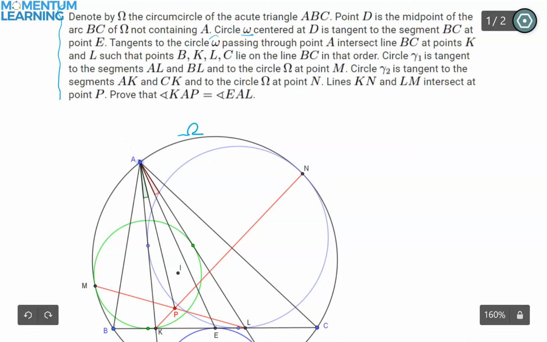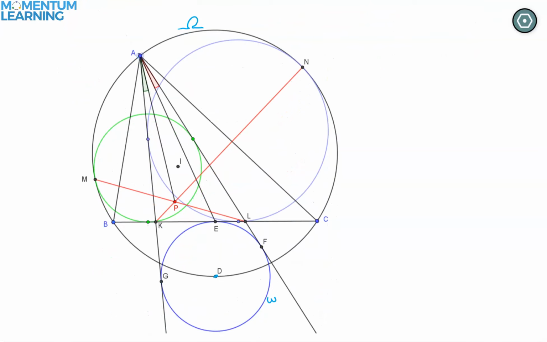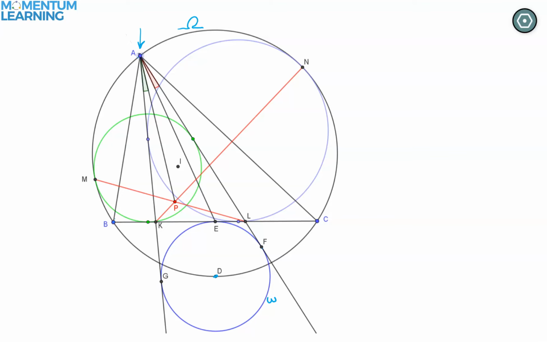All right. What else do we have? Tangents to the circle lowercase omega, the small circle, passing through A, intersect BC at K and L such that the points B, K, L, C lie on a line in that order. So basically from the point A here, we draw tangents to that little dark blue circle, and it has two tangents at F and G, as you can clearly see in the picture. Those two rays, AF and AG, hit BC respectively at L and K as well. Do you guys see that? So B, K, L, C are 4 points in that order.